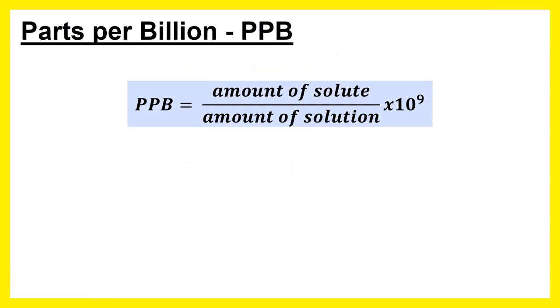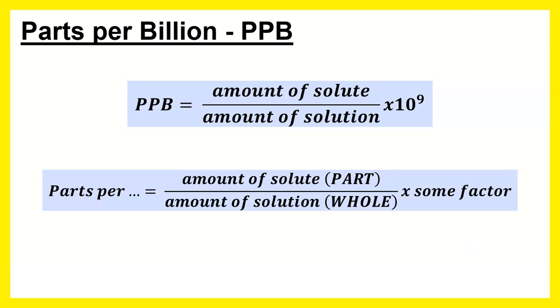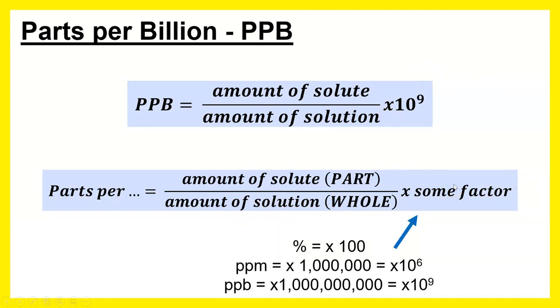Now, let's say that you have a really, really small concentration. You might even see parts per billion. That's 10 to the 9. So all of these parts per calculation are basically the same. Some amount of solute over some amount of solution times some factor. If it's a percent, we times it by 100. If it's parts per million, we times it by 1 million. If it's parts per billion, we times it by 1 billion.